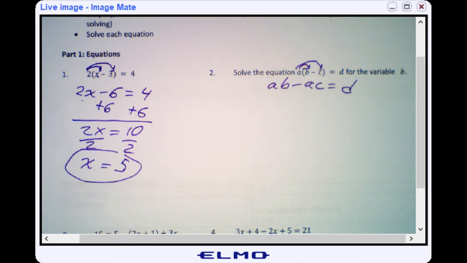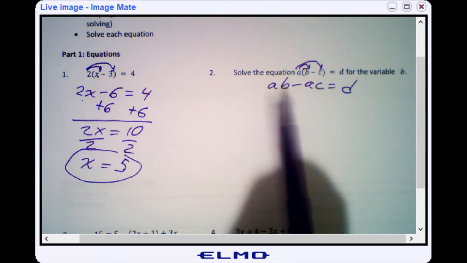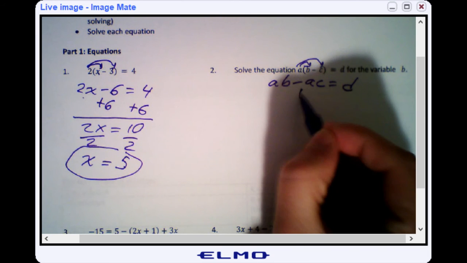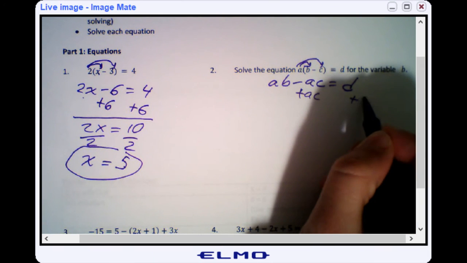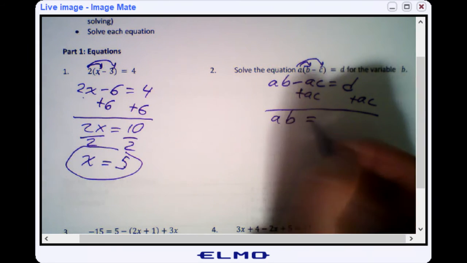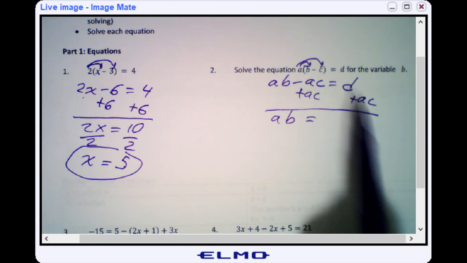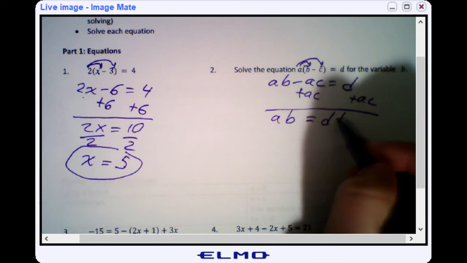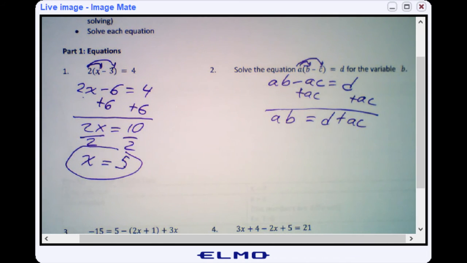I need to get B by itself, so I'm going to leave this alone for right now, and I'm going to move the AC. I'm subtracting the AC, so the opposite of subtraction is addition. These are not like terms. I cannot combine them together, so I'm going to write them next to each other. D plus AC. I still need to get B by itself.